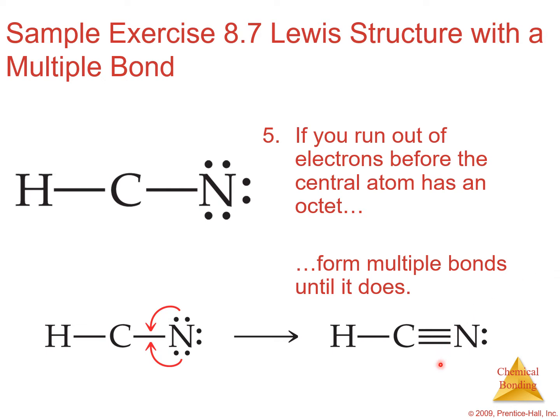So always, if you run out of electrons before the central atom has an octet, then form multiple bonds until the central atom obeys the octet rule. Use one or more of the unshared pairs of electrons on the atoms bonded to the central atom to form a double or triple bond. So here we use the first pair, then we use the second pair, so here nitrogen has only one lone pair remaining.